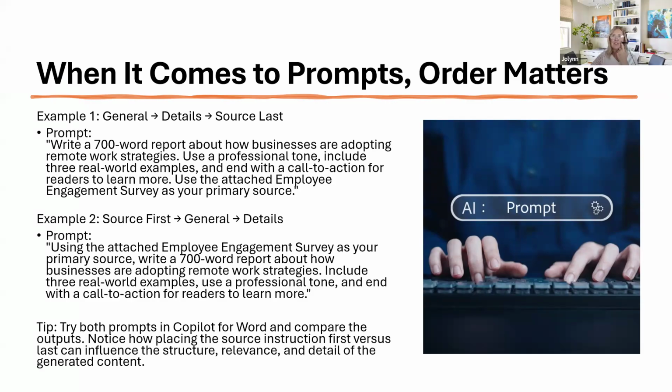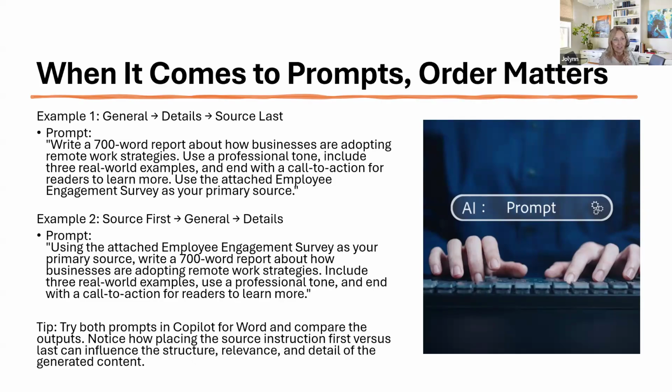So, a couple of examples. One of them is, write a 700-word report about how businesses are adapting remote work strategies. Use a professional tone, include 3 real-world examples, and end with a call to action for readers to learn more. And I could even say, use the attached employee engagement survey as your primary source. So we're giving it the detail. It's general at the beginning, we're giving it the details, then the source at the end. That would be one way you could enter that when you're prompting.